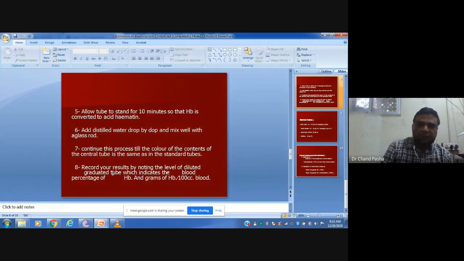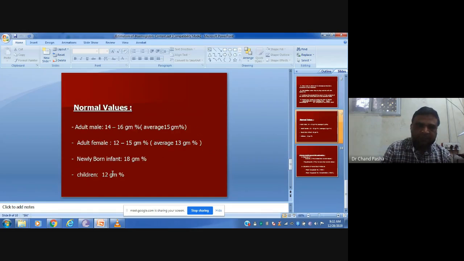The more the concentration of hemoglobin, the more brown color you will get. Then allow it to stand for 10 minutes and mix it well. Then gradually add water to it, so that the central color matches the adjacent color. On the scale there will be percentages, so up to whichever point you have added, that indicates the percentage of hemoglobin. One side is given as a percentage, the other side as grams per 100 ml.